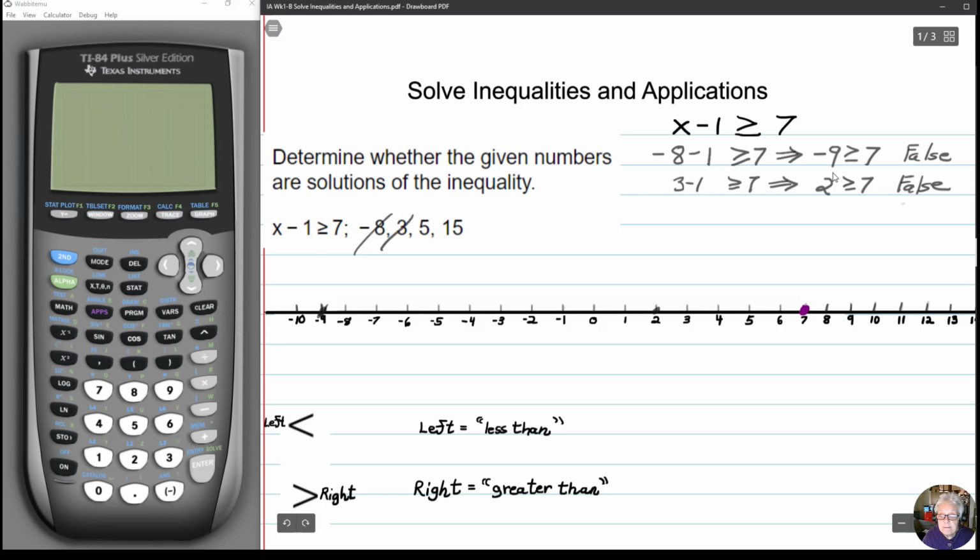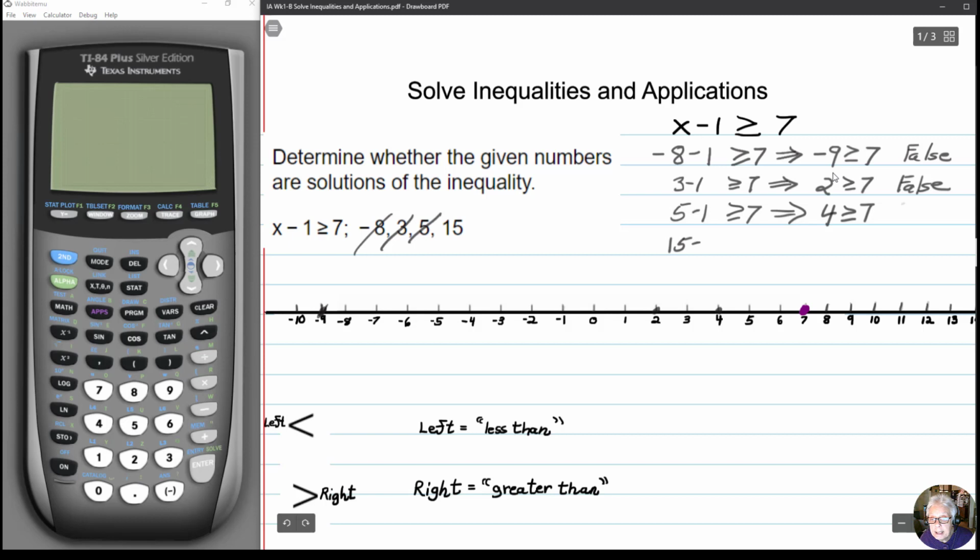Not 3, how about 5? 5 minus 1 is greater than or equal to 7. Well, 5 minus 1 is 4. So that means 4 is greater than or equal to 7. No, not true. Also, 4 is to the left of 7, not to the right. Mark that one out. What about 15?